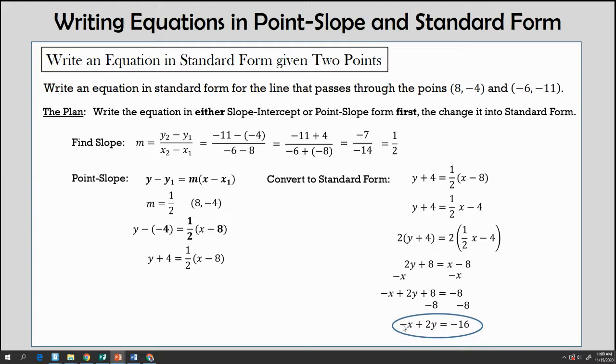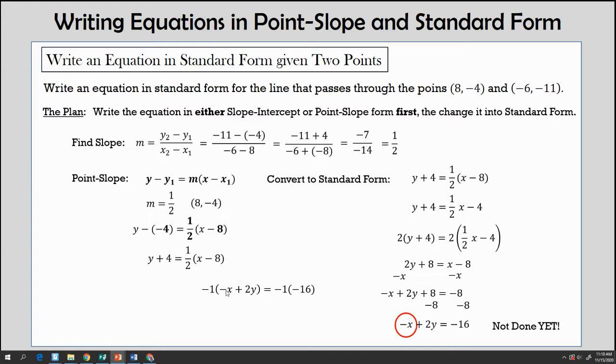Yes, I do have that. However, we're not done yet. This is not considered standard form for the reason that my first term is supposed to be positive. This is supposed to be a positive term in the front. Remember, a is positive. Right now, I would say a is negative 1, B is 2, C is negative 16, right? I got to have a to be positive. So the way I'm going to make that positive is to multiply everything by negative 1.